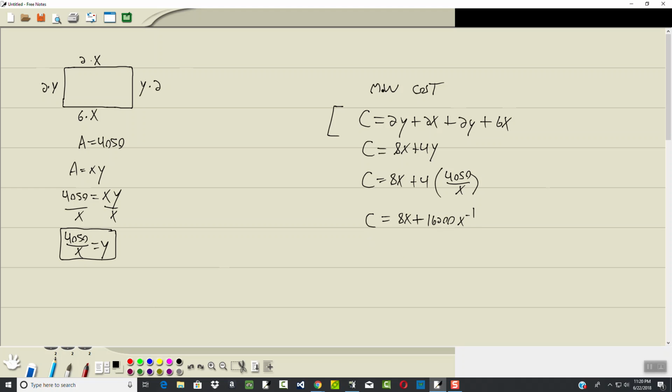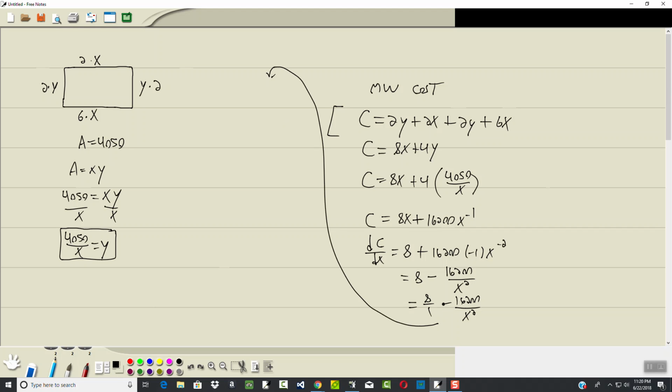Now to minimize or maximize, you have to find the derivative, sorry. So I'm going to take the derivative of C with respect to x. Derivative of 8x is 8 plus 16,200, take our power, put it out in front, lower our power by 1. So we're going to have 8 minus 16,200 over, and I'll take the x to the negative 2 back down below. Now 8 I'll rewrite as 8 over 1 minus 16,200 over x squared.